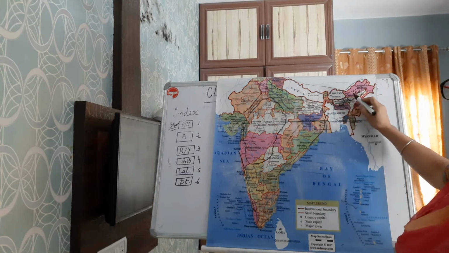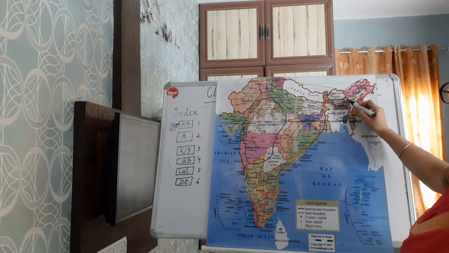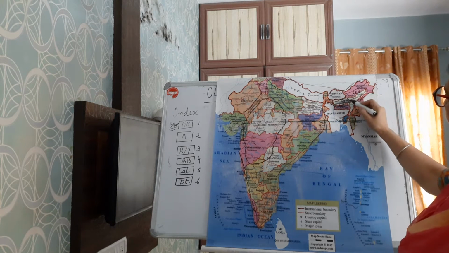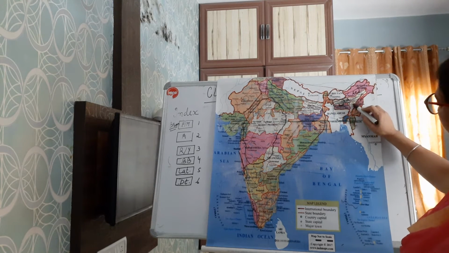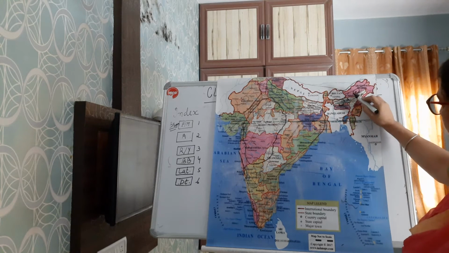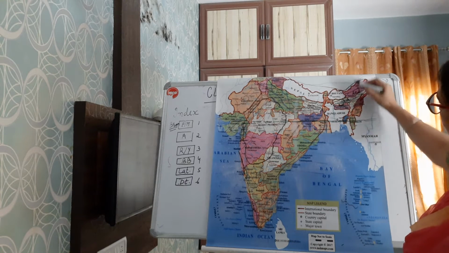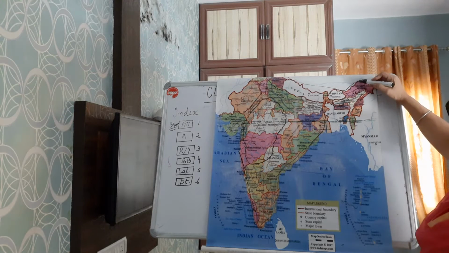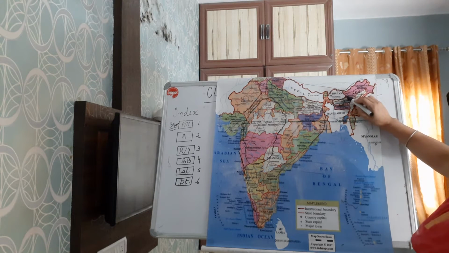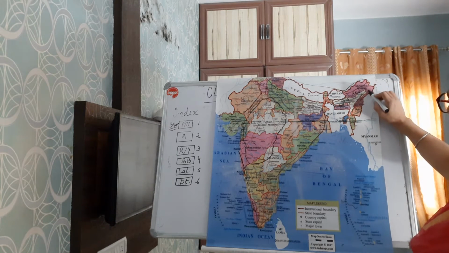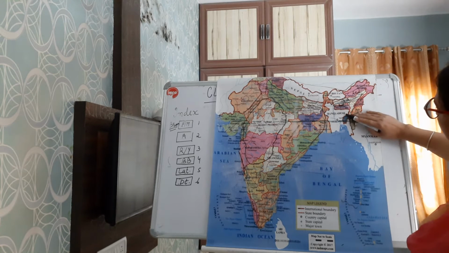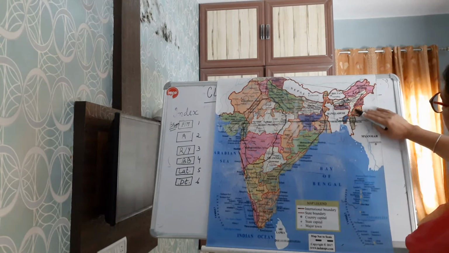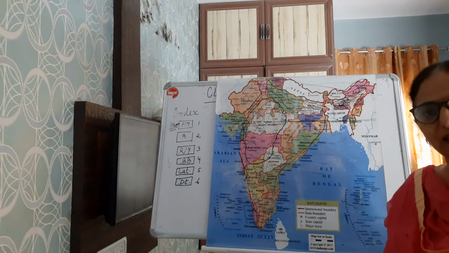Suppose in this part of Assam, the upper 50% part of Assam has alluvial soil, right? The lower part has red and yellow soil, and the northern part of Arunachal Pradesh has mountainous soil, and its southern part has red and yellow. And you make this U-turn like that. This whole of India's northeastern states are covered by red and yellow soil.